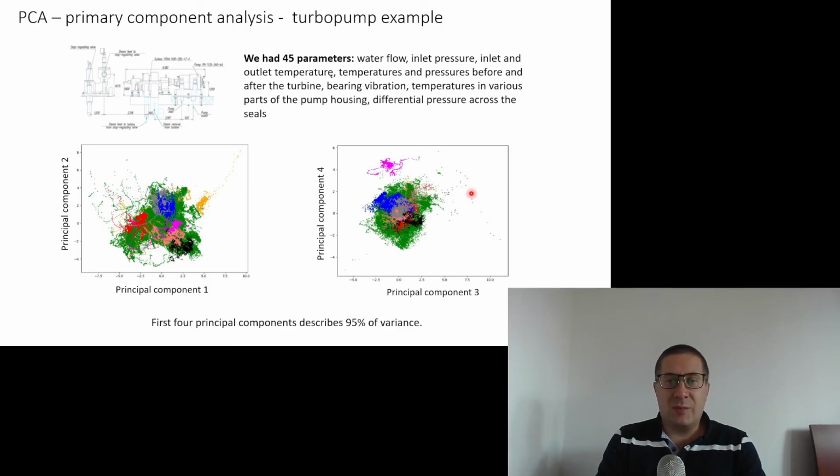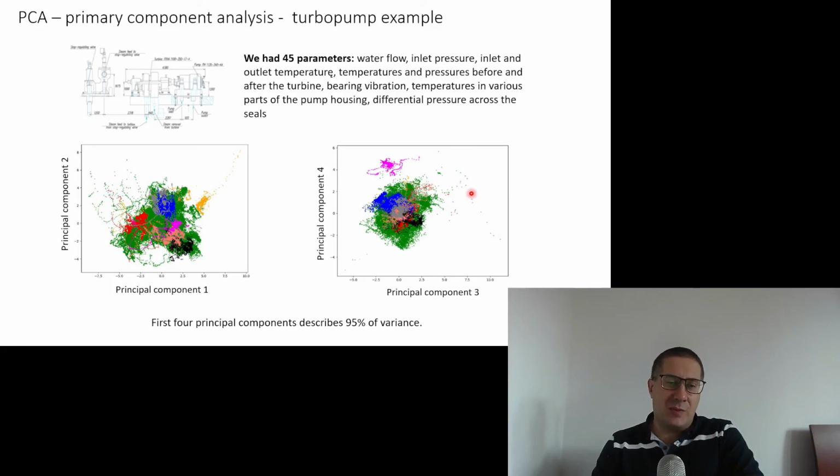Let me give you an example taken from a real-life project. This is the turbopump. It was, or maybe it still is, working in one of the power plants. It is described by 35 parameters: water flows, inlet pressures, inlet and outlet temperatures, temperatures and pressures before and after the turbine, vibration of bearing, temperature in various parts of the pump housing, and differential pressure across the seals. So a lot of parameters, and it would be hard to see all of them at once, right? That is why we try to reduce the dimension by applying PCA.